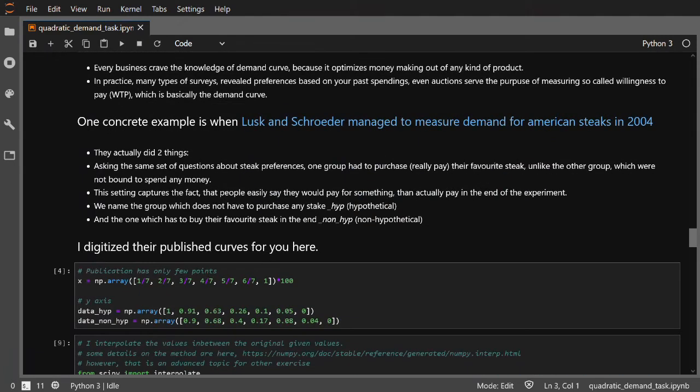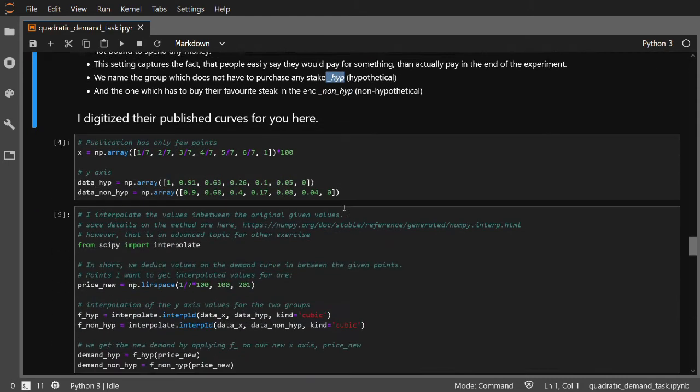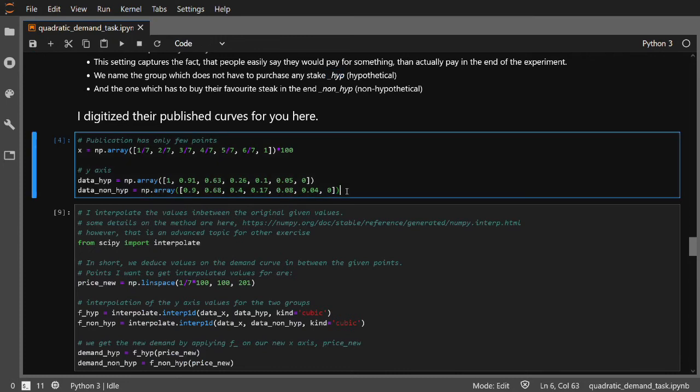In the second part, we are going to assume one real-life example of the demand curve, where scientists Lusk and Schroeder managed to measure demand for American steaks in 2004. They asked two groups of people, of which one needed to purchase their favorite steak in the end. That's called non-hypothetical demand because they need to spend money. The other group just answers the questions with no consequences. That's the hypothetical demand. I digitized the data from the study.